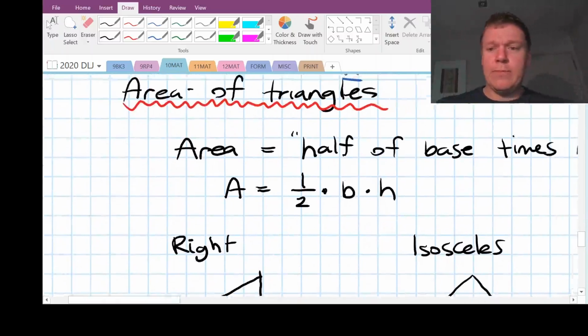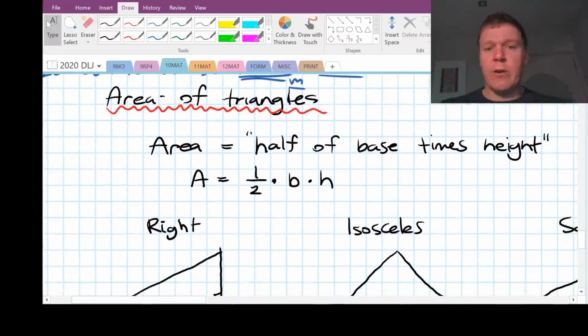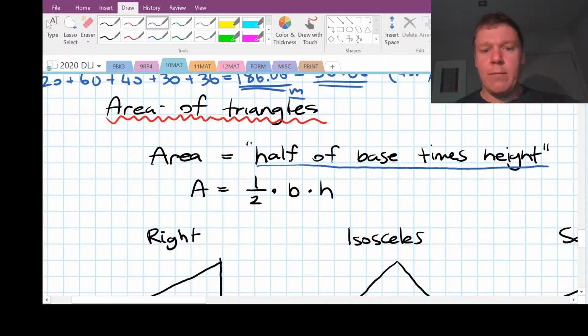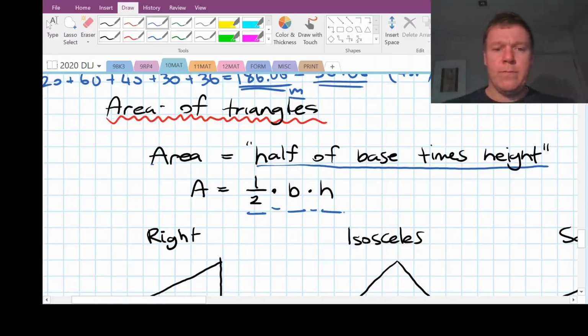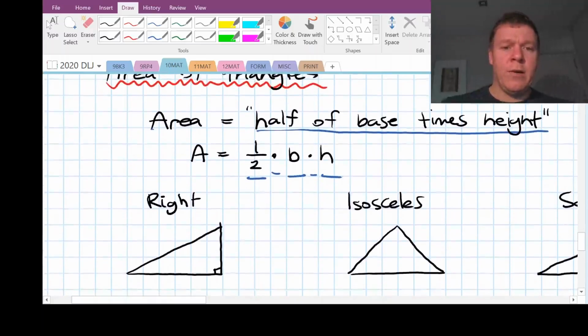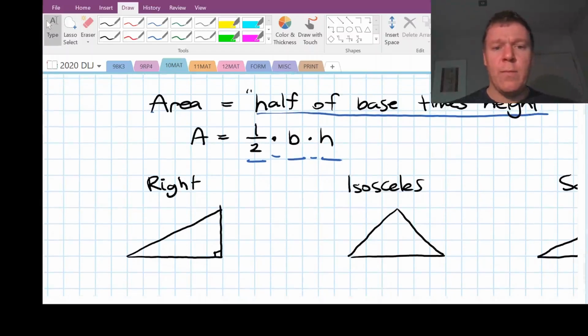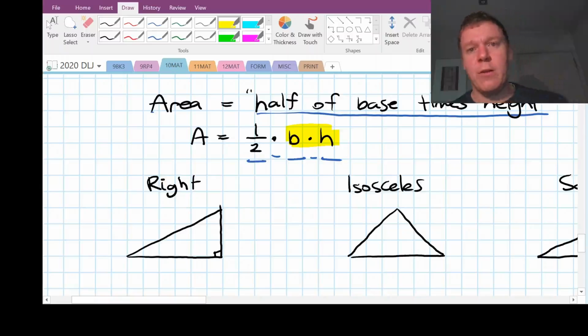Okay, last one. Areas of triangles. So the area of a triangle is half of base times height. So half times base times height. Okay, so it doesn't matter what sort of triangle you have, it still works. So base times height, that's a rectangle, right?